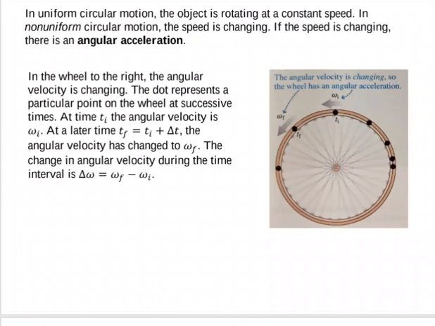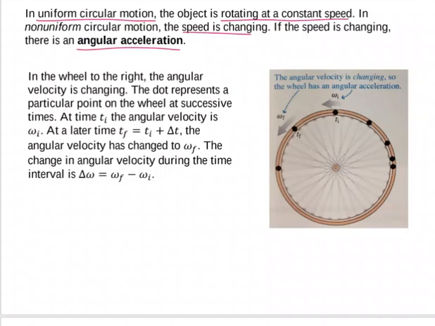In uniform circular motion, the object is rotating at a constant speed. Remember, some sort of uniform motion means some sort of constant thing is going on. So if we have non-uniform circular motion, then the speed is somehow changing, okay? And if the speed is changing, then that must mean there is an acceleration. So in this case, if the speed is changing in our rotational motion, then we must have an angular acceleration. There is an acceleration that is speeding up the speed of the rotation, okay?